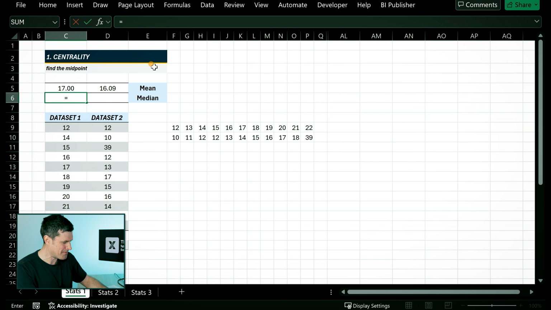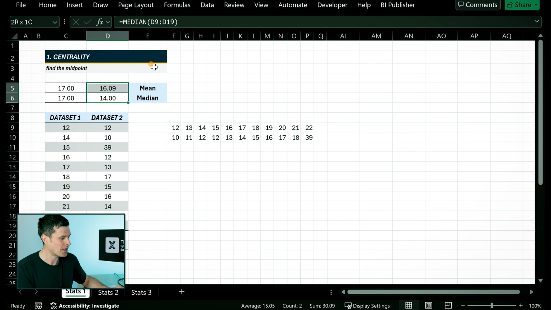So why is the median average important? Well, in everyday statistics, if we're talking about house prices, if we're talking about salaries, they don't use the mean. They use the median because the mean is dragged up or dragged down by outlier values, as we're going to see in just a second. So the same thing for the median, Control-Shift-Down, autofill right, and suddenly we've got some insight here because the mean for dataset 2 is very different to the median.